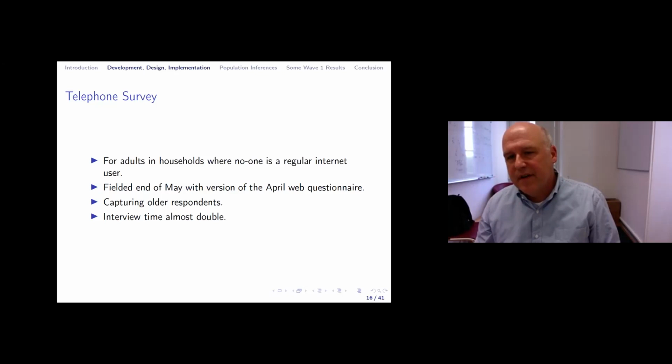So this is helping us to complete our sample with older people who are much less likely to do a web survey. One thing that we didn't anticipate is that the telephone survey takes about twice as long as the web survey. We haven't studied this in detail yet, but we think this has to do with the fact that we just have older people responding, and so, for example, they have more health conditions to tell us about, or it may just be that the mode is slower. That's something that we need to study in the future.